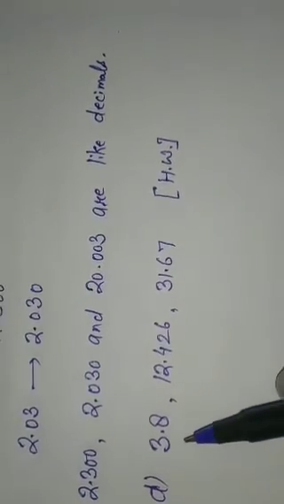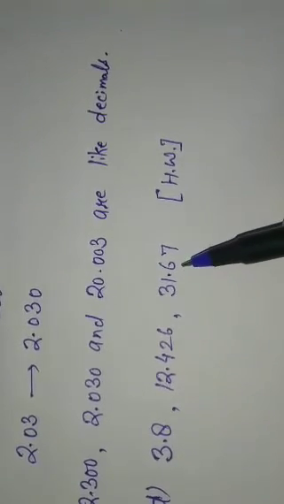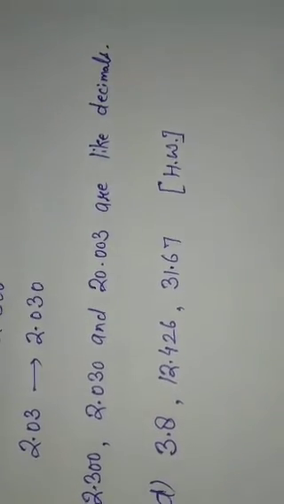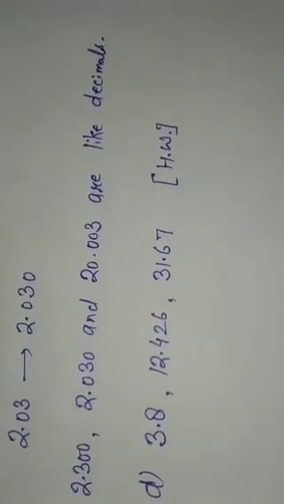In the D part the numbers given are 3.8, then 12.426, then 31.67. So that question you will solve in your homework. Now students, your exercise 3 has finished. Okay, now students, before starting exercise 4 I want to tell you some examples related to exercise 4.